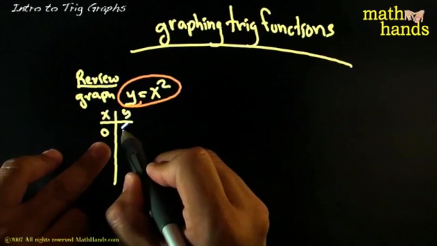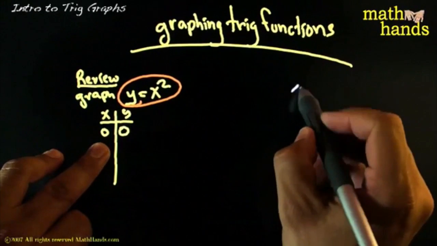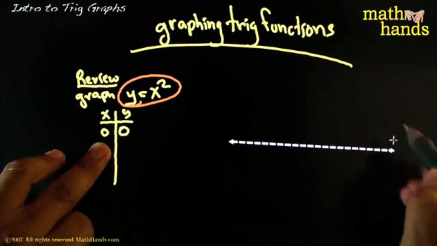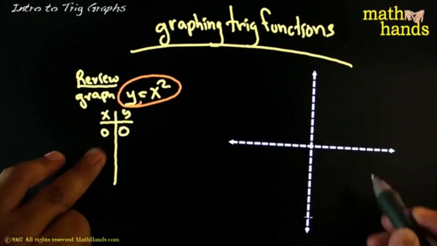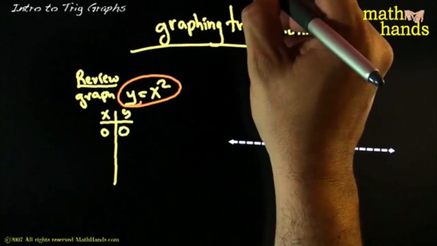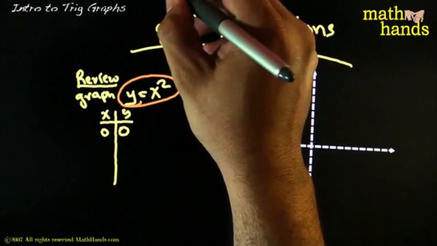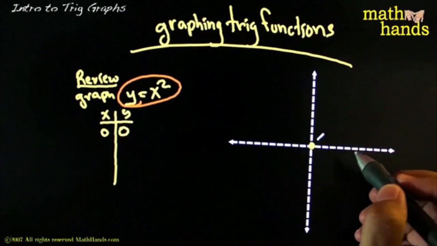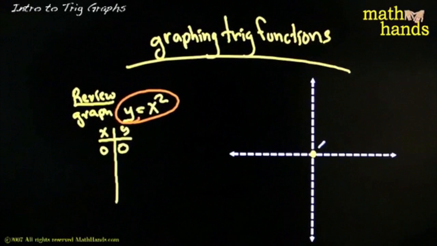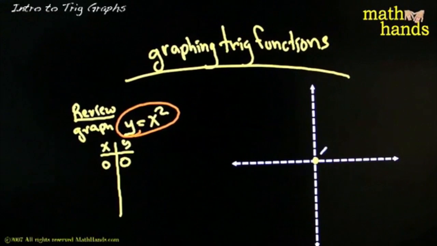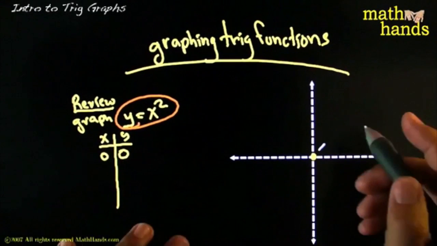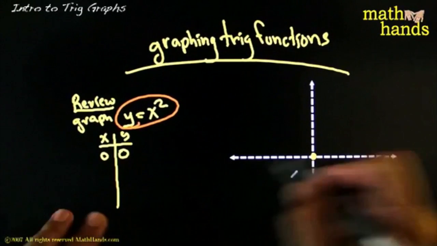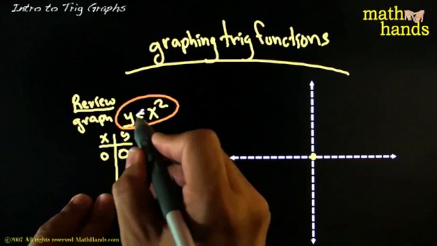If x is 0, y would be equal to 0. And meanwhile, what you're doing over here is you're making an xy chart, or xy plane, and you're plotting these points. And so, for example, 0, 0, that would be the point right here. And that's the beginning of your graph. Let me see if I can make it straight for you. That's good enough. But of course, that's not enough. Usually, the more points you plot, the better your graph will be, the more accurate your graph will be.